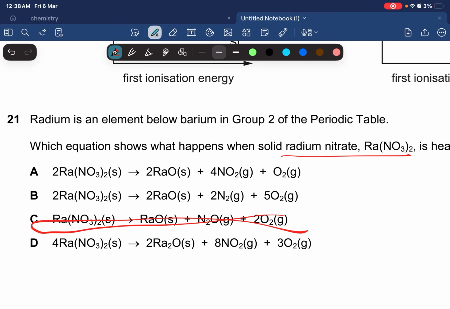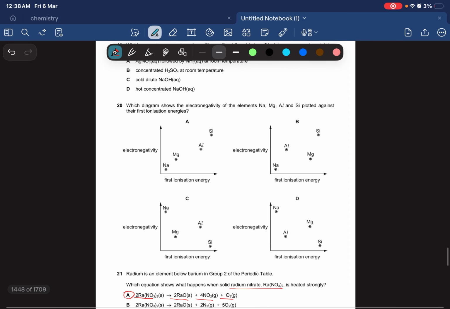I'm just cutting out the equations I know are not correct. We've learned this equation. Simple. It's learning to balance the equations. You take 2 radium nitrates, you form 2 radium oxide, you form 4 nitrogen oxide and 1 oxygen. If you just halve it, like take 1 radium nitrate, you're going to form 1 radium oxide, 1 nitrogen dioxide and half a mole of oxygen. That is what we have learned.